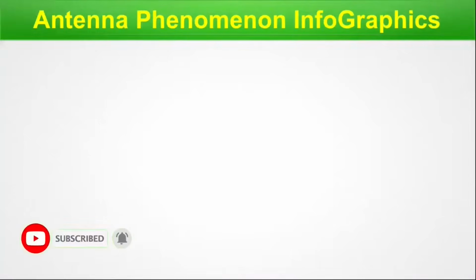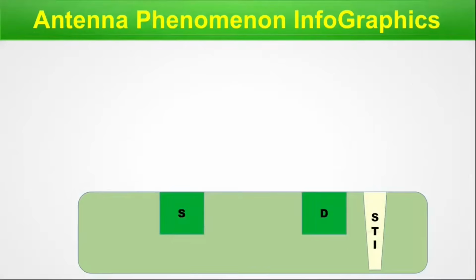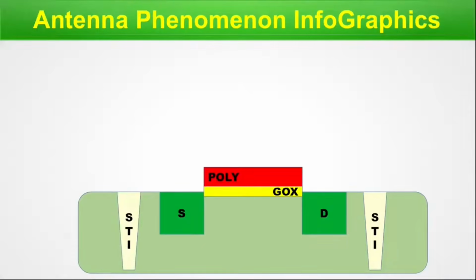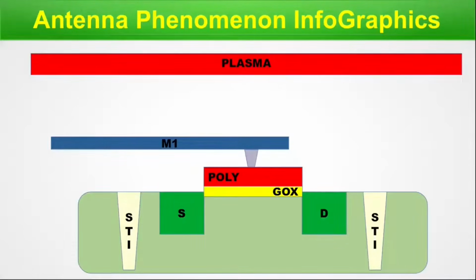Antenna phenomenon infographics. Here we will take the help of our infographics to understand the phenomenon during the fabrication process. Here is our silicon substrate, source, drain. Here is our shallow trench isolation. Gate oxide is grown here. On top of that, poly is grown and connected to the metal 1. And after the metal 1 deposition, we have to etch the metal 1 as per the mask. So the plasma is coming down from the plasma chamber on top of the metal 1 for the etching process.